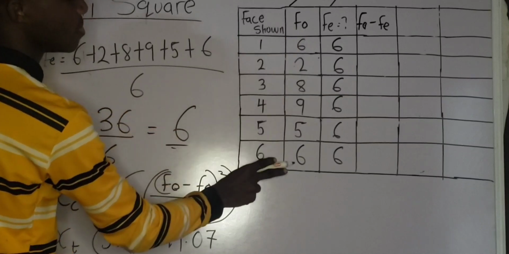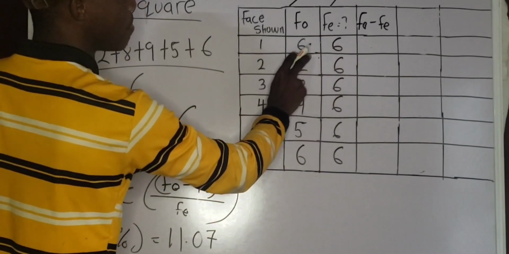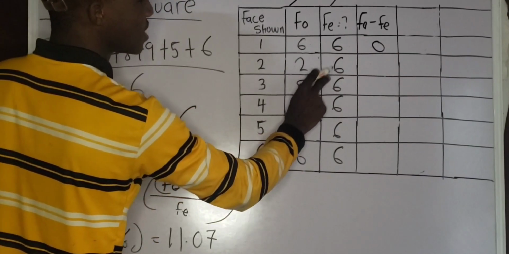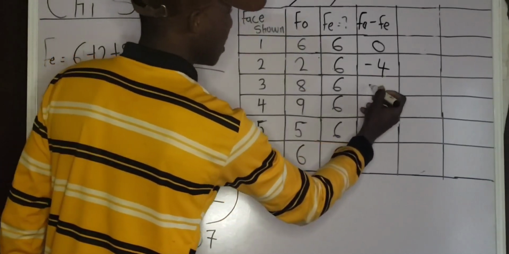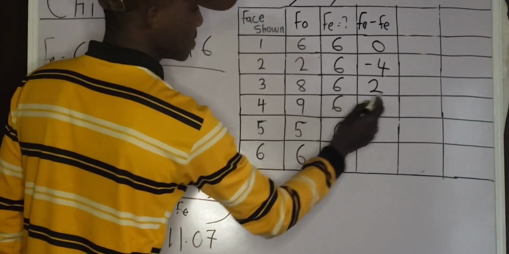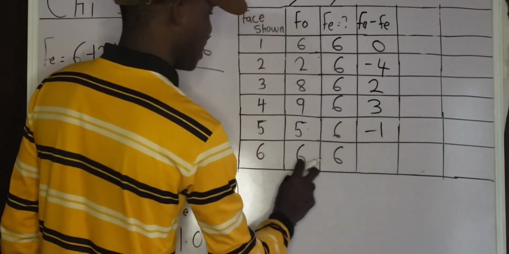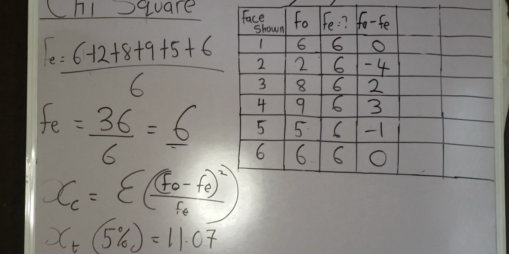This is the column for the observed value and this is the column for the expected value. The value of these cells will be 6 minus 6, that is 0. Then 2 minus 6, that is minus 4. Then 8 minus 6, that is 2. Then 9 minus 6, 3. Then 5 minus 6, that is negative 1. And 6 minus 6, that is 0. Do you understand how I got this? If you didn't understand, kindly reverse the video and listen to the explanation again.